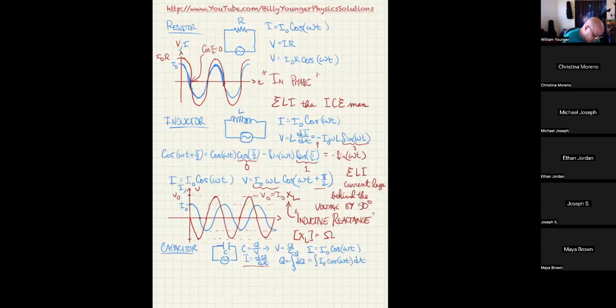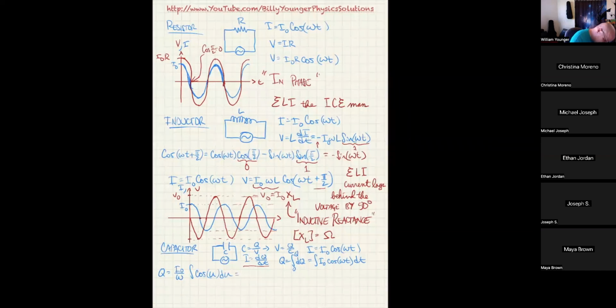Now, in this case, one way you can look at this is a simple substitution. We're going to let u replace omega t, then du would be omega dt, or dt would be du over omega. So I'm automatically going to get that q is equal to I0 over omega times the integral of cosine u du. And of course, the derivative of sine is cosine, so the integral of cosine is sine.